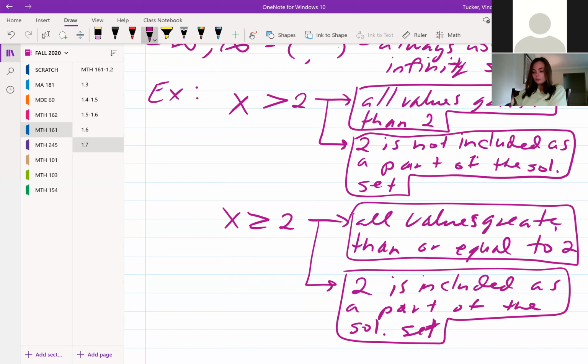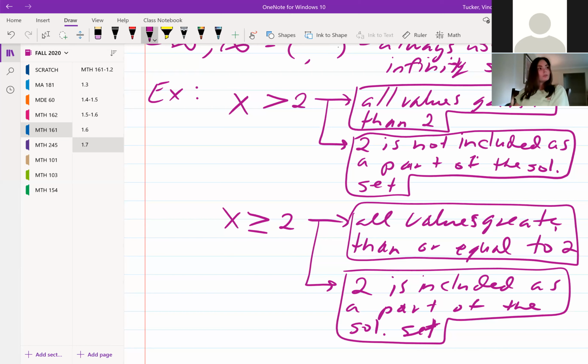Now, if it says greater than or equal to 2, I don't want you guys to think that's connected. So greater than or equal to 2, that's all values that are greater than or equal to 2. That means 2 is included as a part of the solution set. So 2 would work because it says or equal to 2. So that's what I mean by included and exclude.